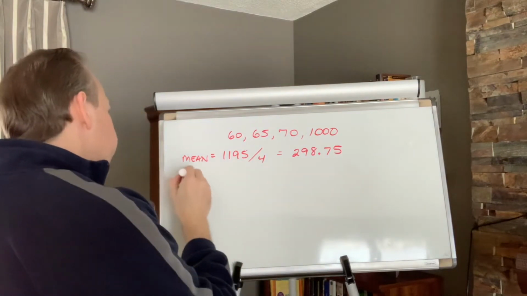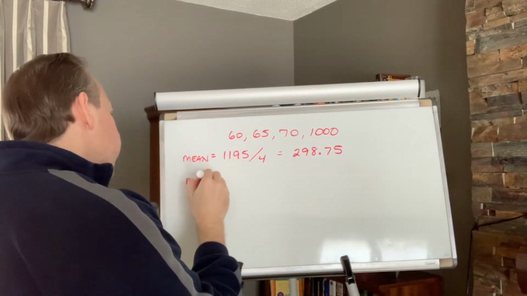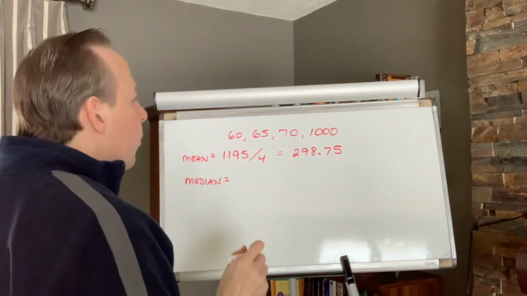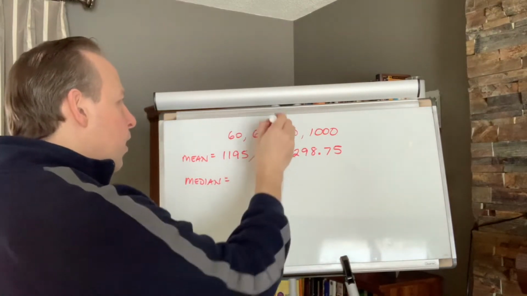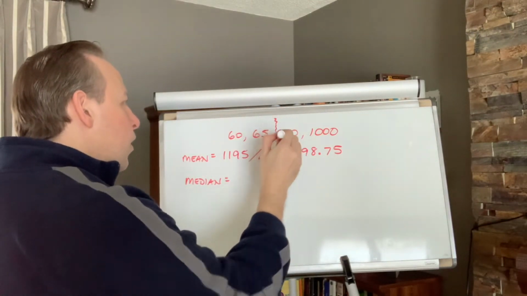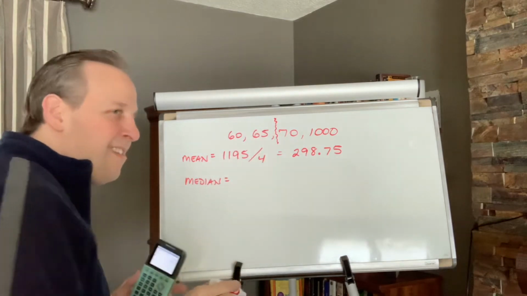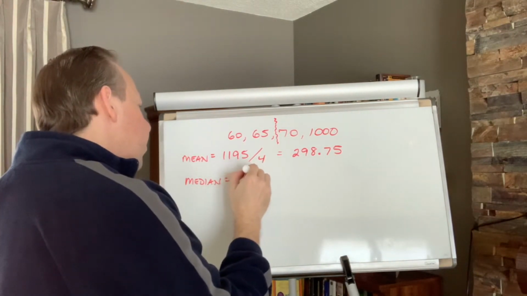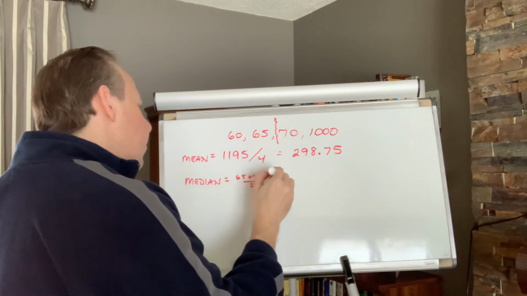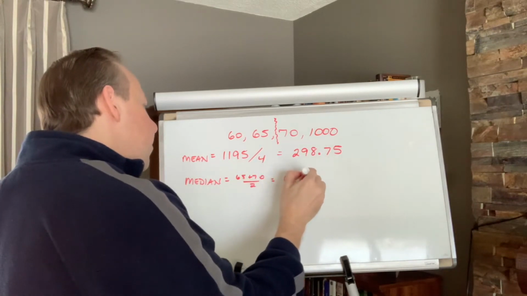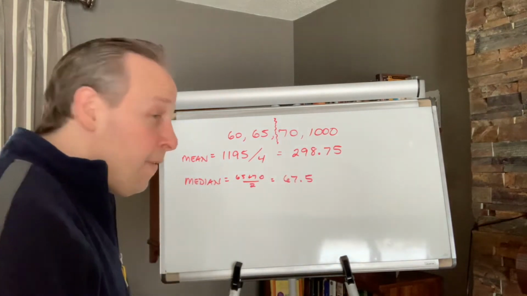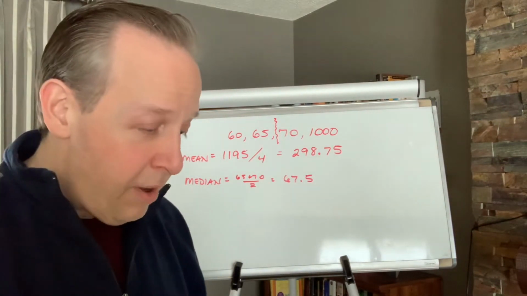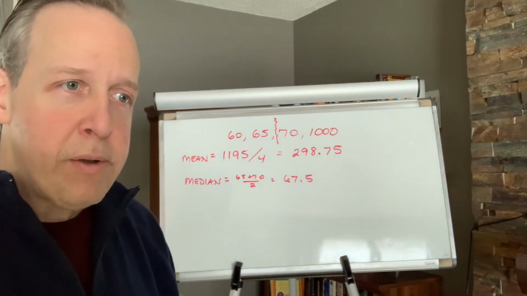Okay, and the median. Well, the median of 4 numbers is going to be in between the middle two. So what's between 65 and 70? Well, you can find their average. 65 plus 70 over 2 is the average of those two numbers. It's 67.5.